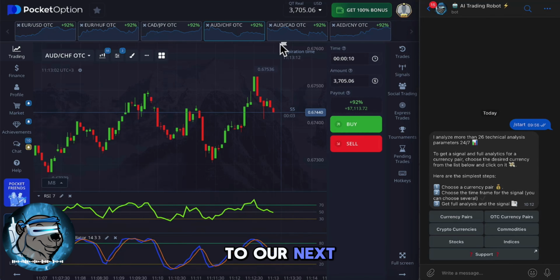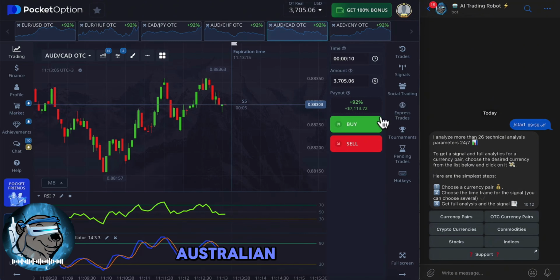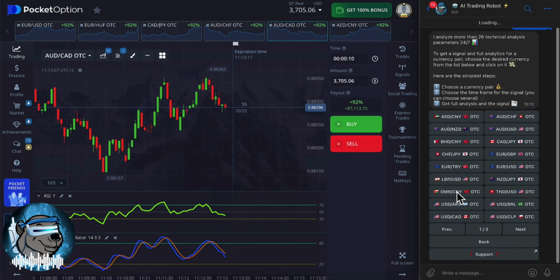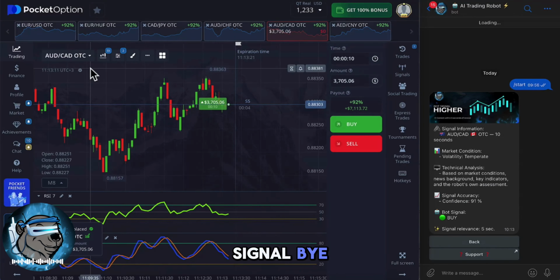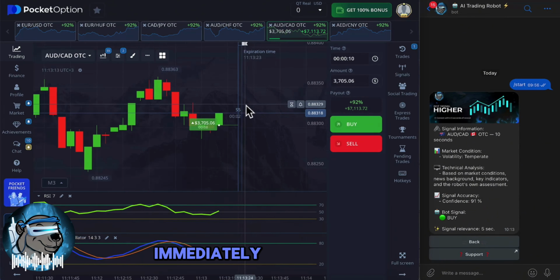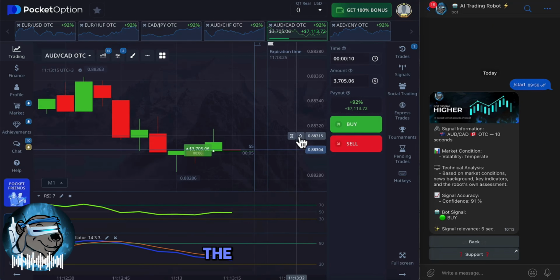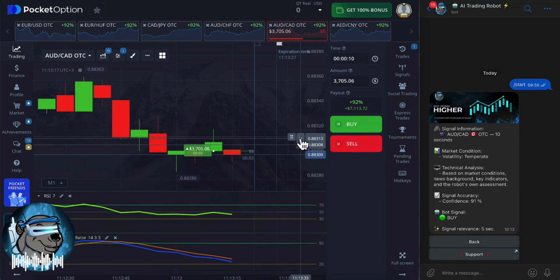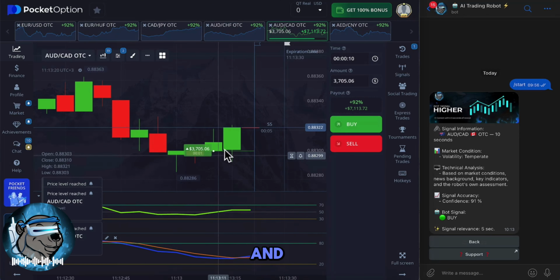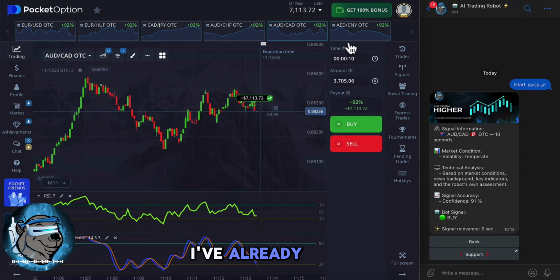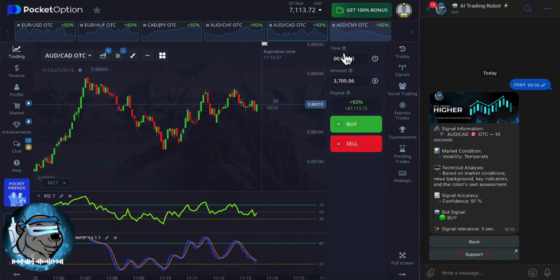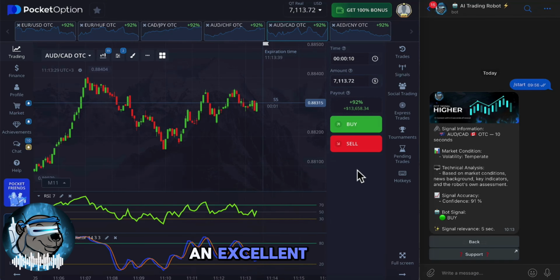Let's move on to our next asset. Australian dollar and Canadian dollar. Let's find the asset. We select the 10-second signal. Buy. I opened the trade immediately after receiving the signal. The price started to rise right away. There were dynamic spikes both down and up, but overall our candle closed in profit. I've already earned $7,000. In my opinion, that's more than an excellent result.